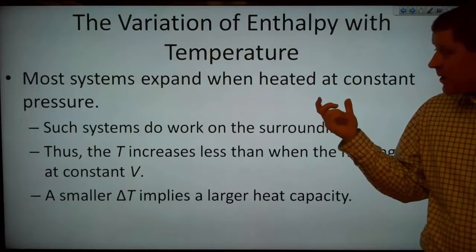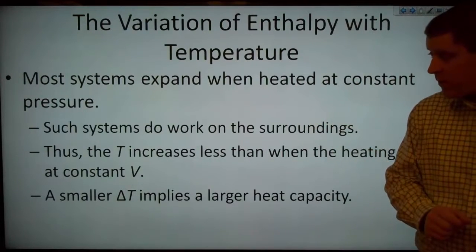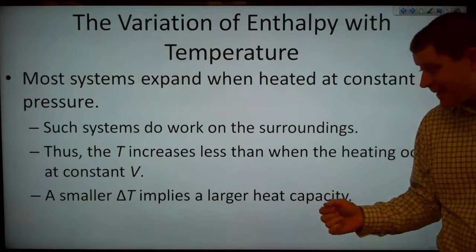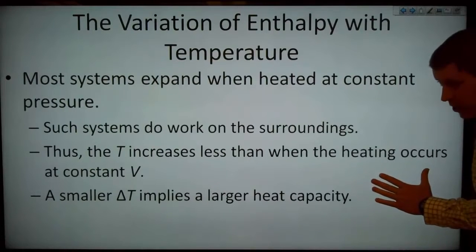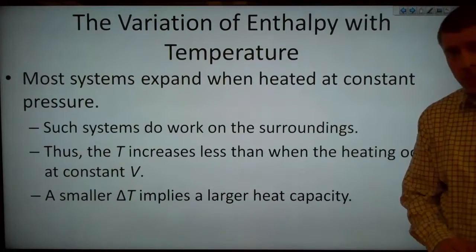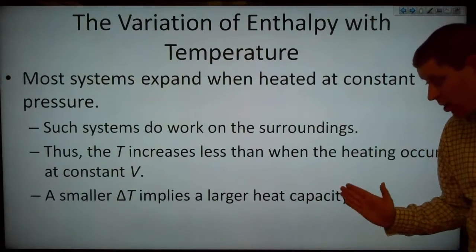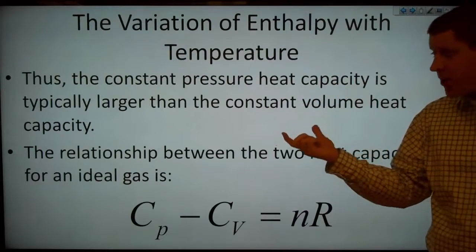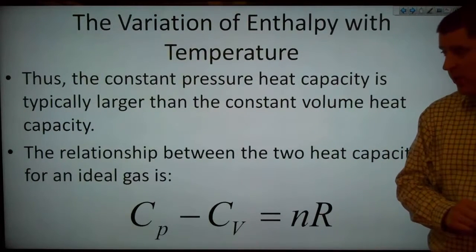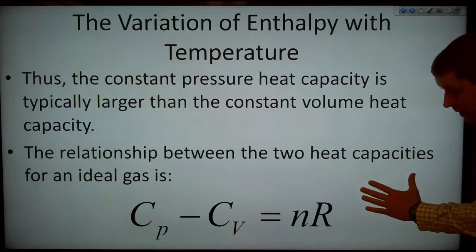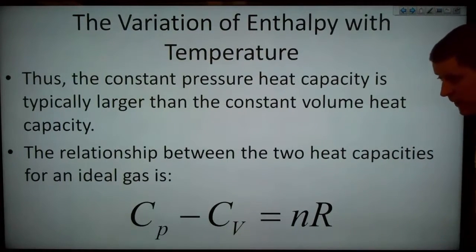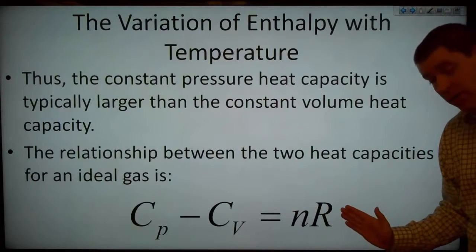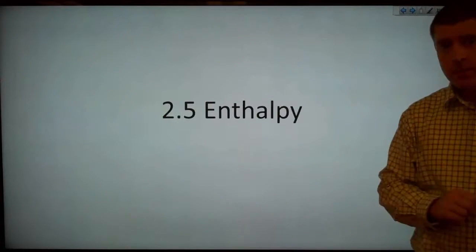Now, most systems expand when heated at constant pressure, and such systems do work on the surroundings, and thus the temperature increases less than when the heating occurs at constant volume. Furthermore, a smaller change in temperature implies a larger heat capacity, and therefore the constant pressure heat capacity is typically larger than the constant volume heat capacity. The relationship between the two heat capacities for an ideal gas is Cp minus Cv equals nR, where n is the number of moles and R is the gas constant. So that was enthalpy.